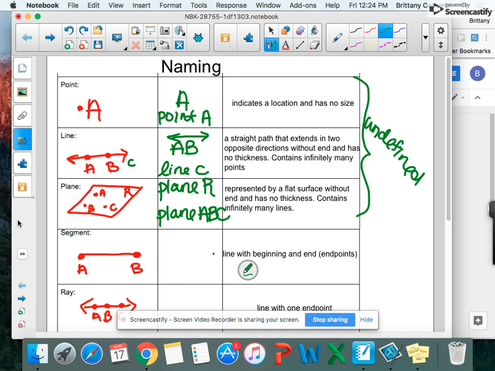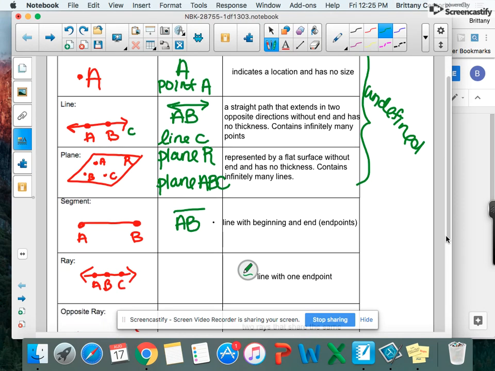Then we have a segment, which is a line with a beginning and an ending, with endpoints. So here we have segment AB, kind of like labeling a line, except we're not going to put the arrows. You can put points on the end if you want, or just no arrows. Again, you can label that as segment BA and flip the letters.